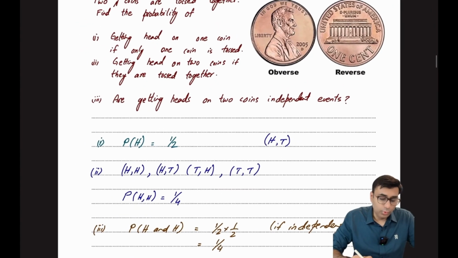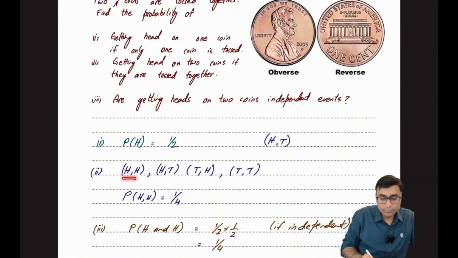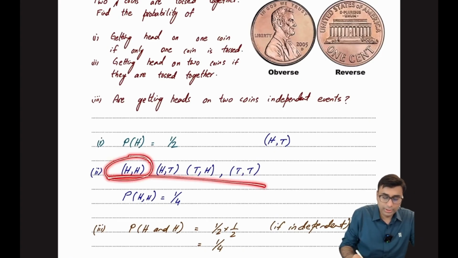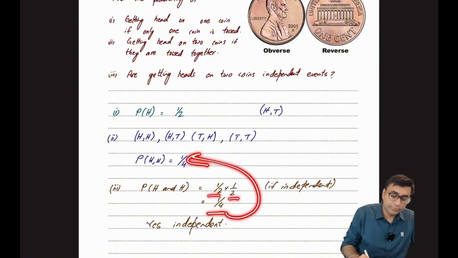But if you throw two coins together, what is the probability that you are getting head on two coins? So the outcomes are head on both coins, head on one, tail on the other, tail on one, head on the other, or both tails. So probability of both head is going to be 1/4. That's the probability of heads on both coins. Now, if you want to check whether these two events are independent or not, you multiply probability of head with probability of head, which gives you probability of A intersection B if independent, and which matches the probability of A and B. So that means these two events are independent.